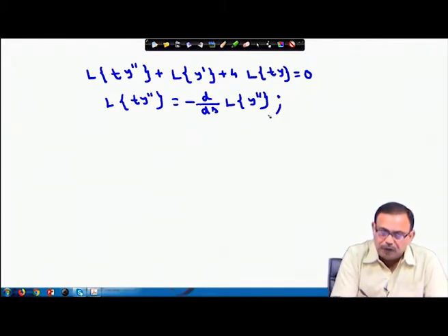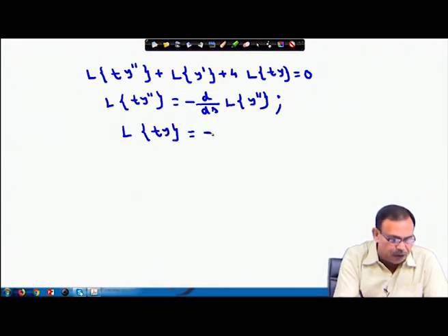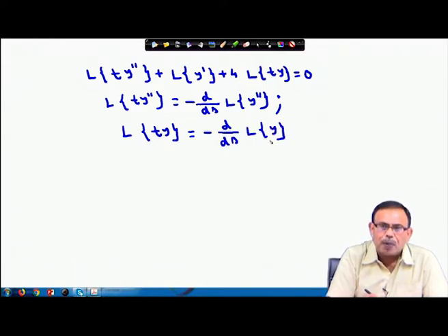Similarly, if I want to take the Laplace transform of t y, the Laplace transform of t y will be minus d/ds of the Laplace transform of y in this case. So, using this property, now I can get back to my original thing. Please note this: the Laplace transform of t y double dash is minus d/ds of the Laplace transform of y double dash. The Laplace transform of t y, using the property, I can write as minus d/ds of the Laplace transform of y.